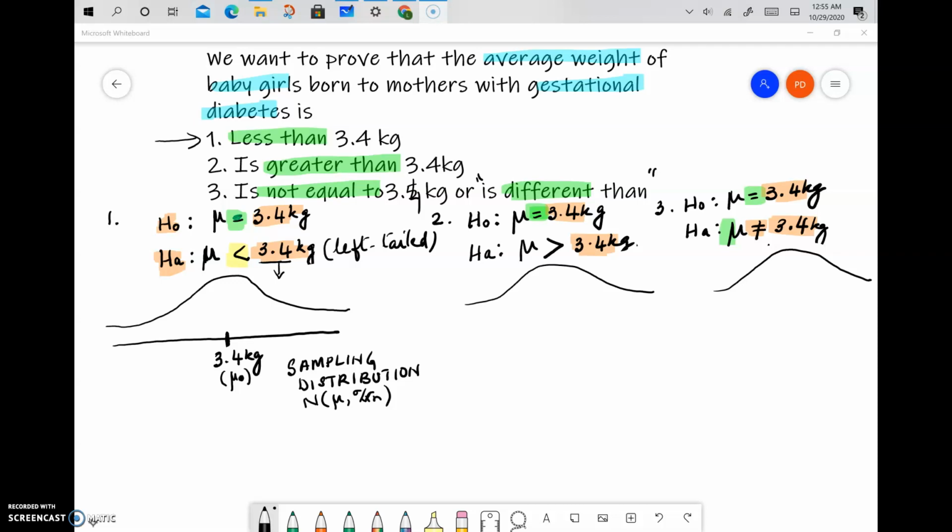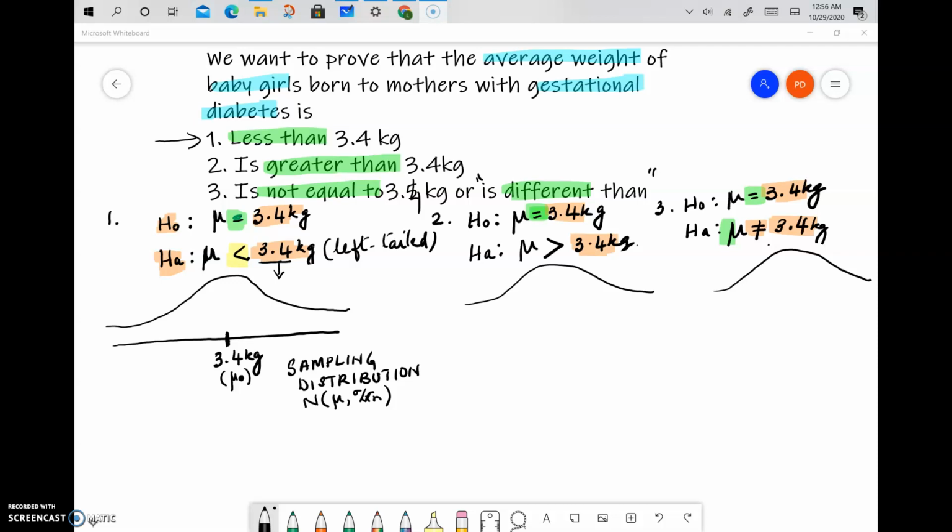The first example is where we're trying to prove that the average weight of baby girls born to moms with gestational diabetes is less than 3.4 kgs. In the second, we are trying to prove that it is greater than 3.4 kgs. And in the third, we are trying to prove that it's not equal to 3.4 kgs. So we know how to set up the null and alternative hypotheses.